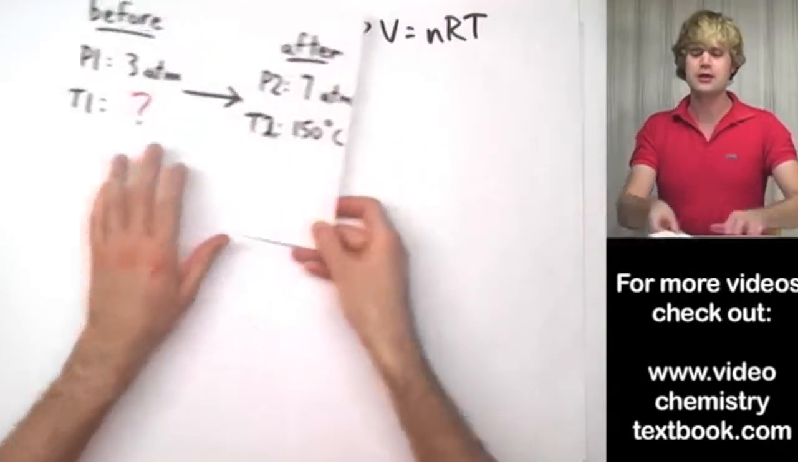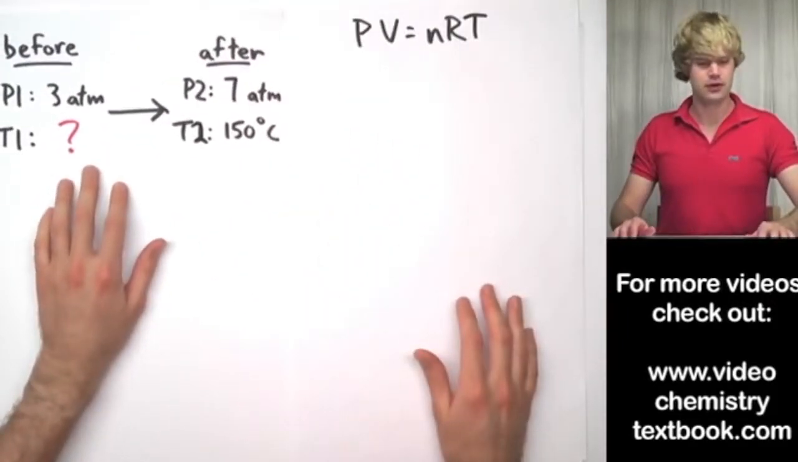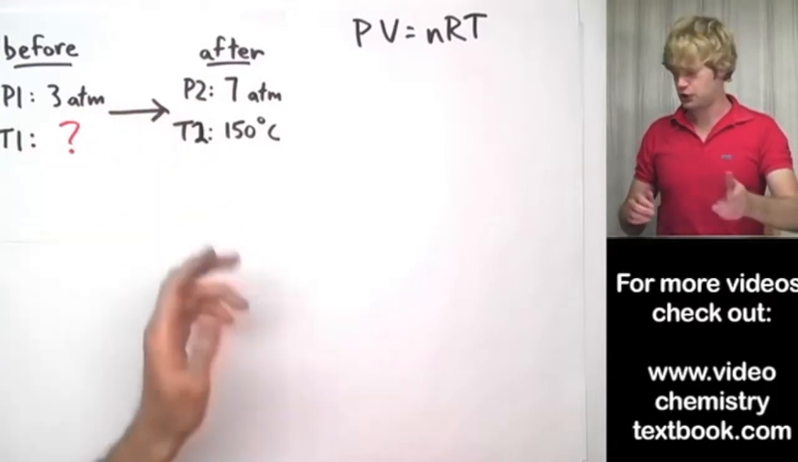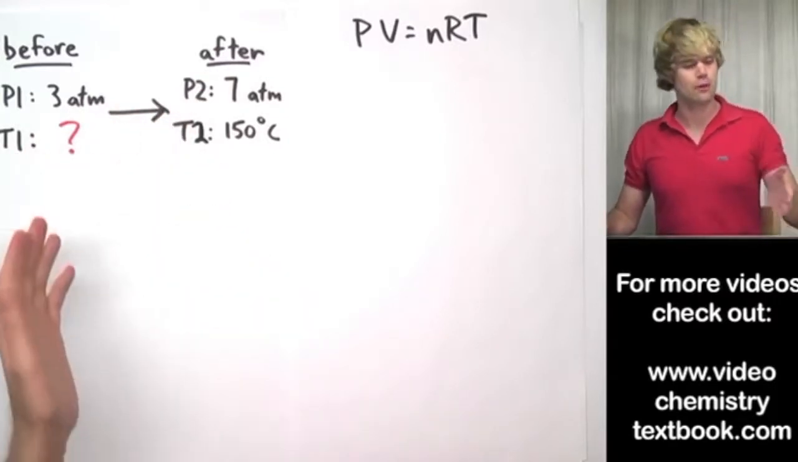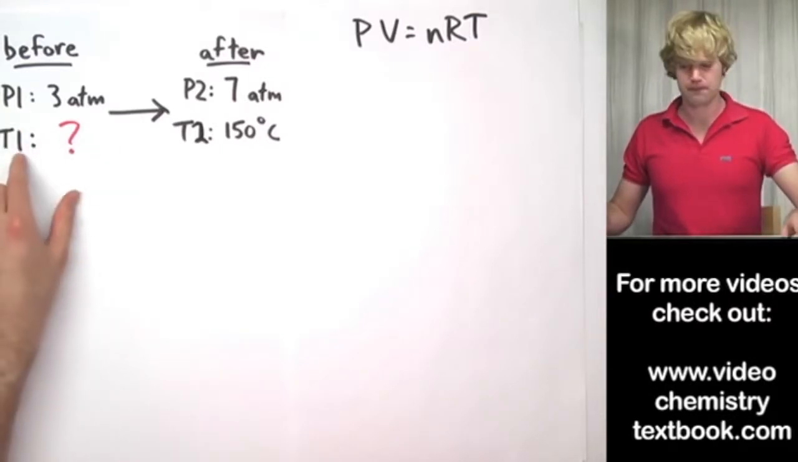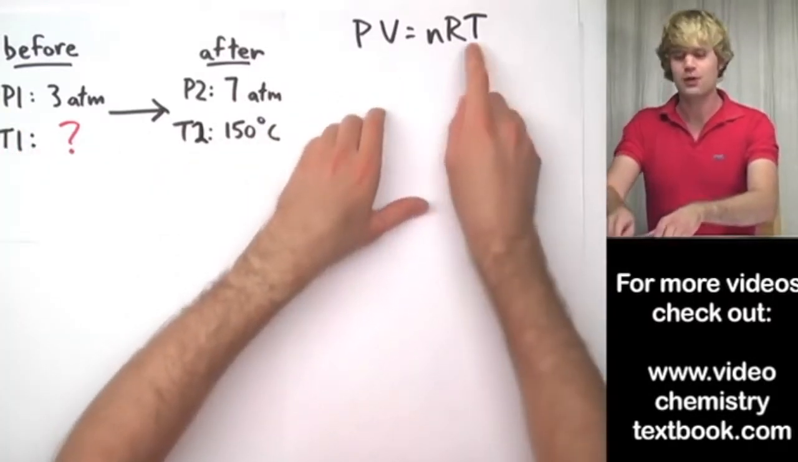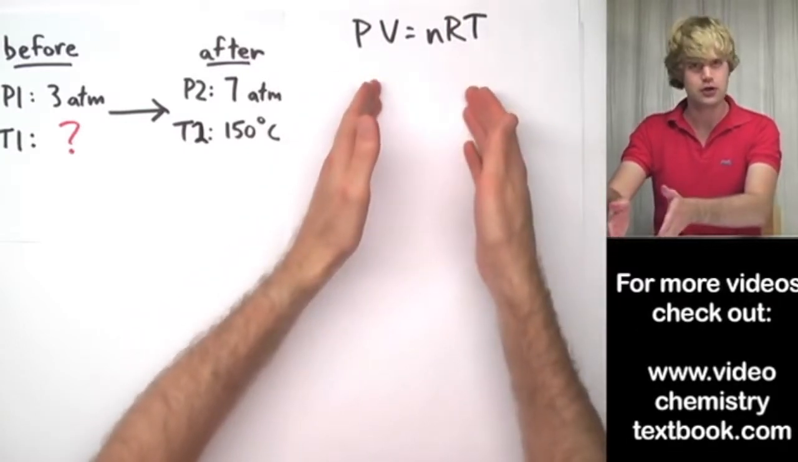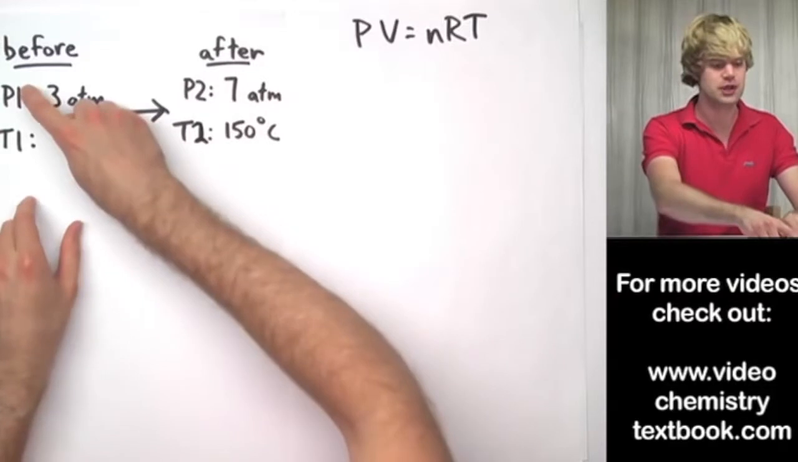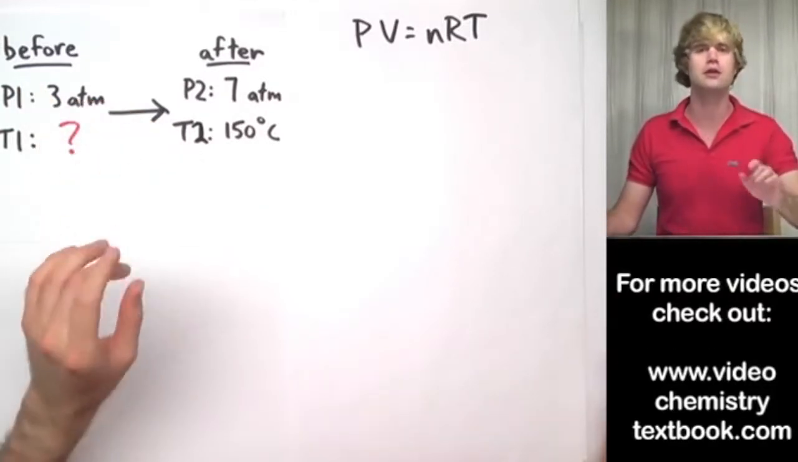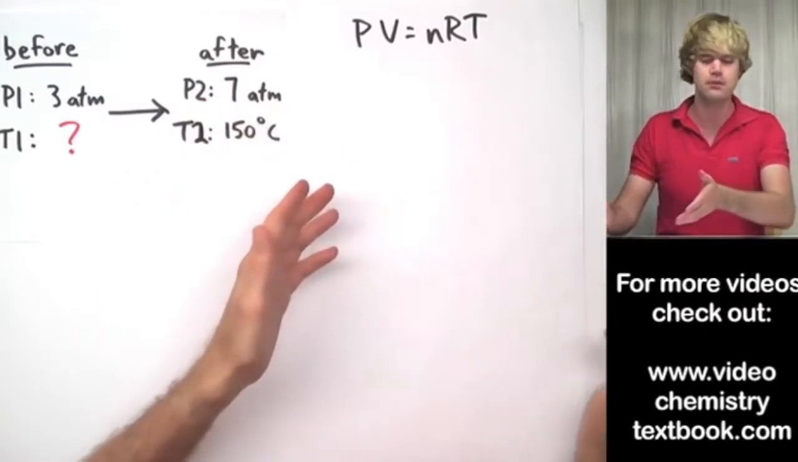So let's say that you're given a problem like this, okay? We have a before and after, we have pressure and temperature are both changing. So we look at the variables we're dealing with, as I just said, pressure and temperature. And what I want to do is take PV equals nRT, the ideal gas law, and rearrange it so that the variables I'm interested in, pressure and temperature, are by themselves on one side of the equation. Doesn't matter which side it is, okay?